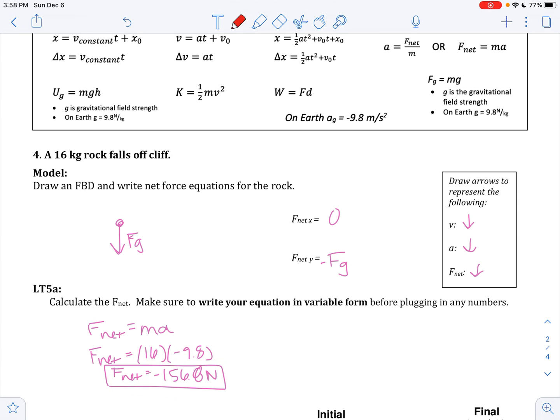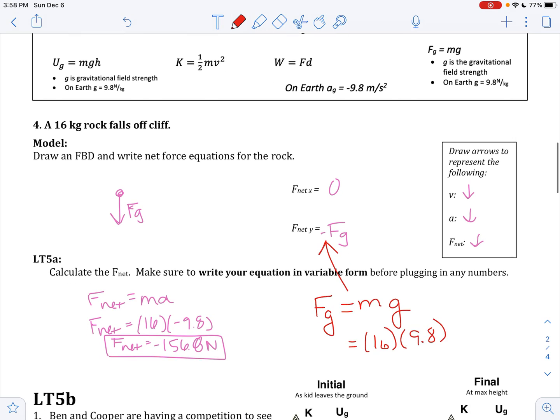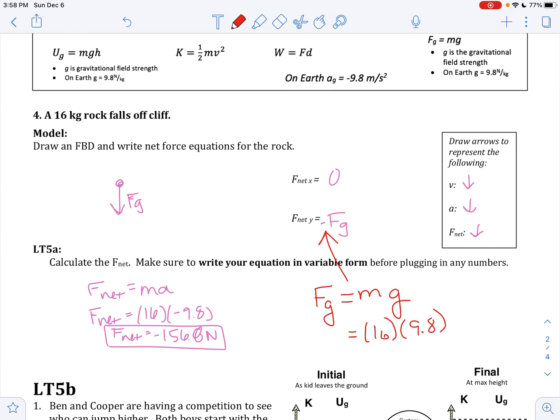The other way to do this is to say, oh, my F net is the force of gravity. So I can do Fg equals mg. And I know the mass is 16 kilograms. The gravitational field strength is 9.8. And I know my F net is a negative mg, so I may want to put a negative out there to get a negative in there. Or I guess, there we go. Make the right side negative. Only one side, one of those to cancel out. And we still get negative 156.8 newtons.